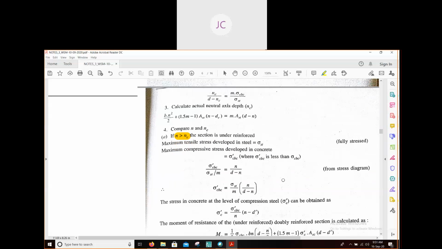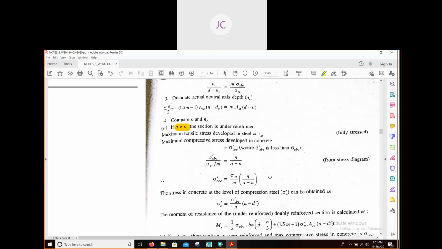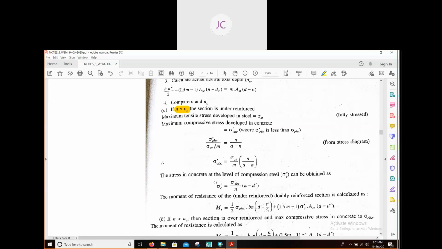In an under reinforced section, only one thing will be different: the value of sigma c dash. You can see the sigma c dash formula here. Sigma c dash equals sigma dash cbc divided by n minus d dash. In this equation, n will be known and d dash will be known. The unknown is sigma dash cbc, and you can find sigma dash cbc from this formula. So first you have to find out sigma dash cbc, then you put the value here, and you will get the value of sigma c dash. Then this is the main formula for moment of resistance.